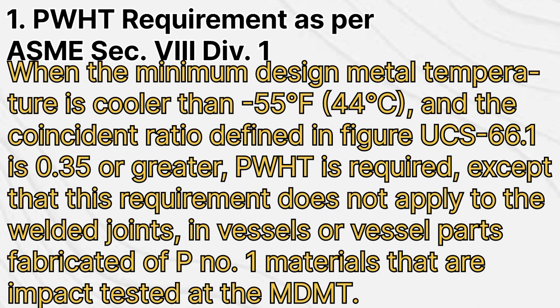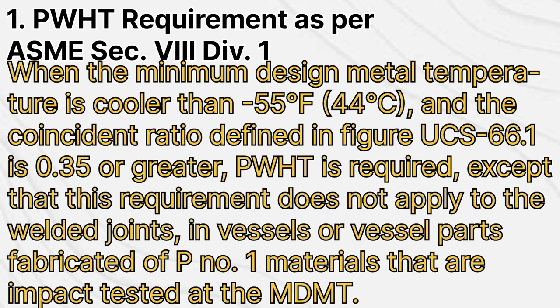The next point is, when the minimum design metal temperature is colder than -50 degrees Fahrenheit and the coincident ratio defined in figure UCS-66.1 is 0.35 or greater, PWHT is required, except that the requirement does not apply to welded joints in vessels or vessel parts fabricated of P number 1 material that are impact tested at the MDMT.